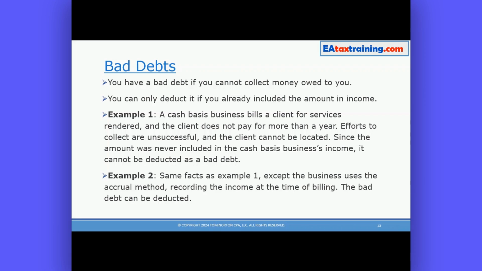Example 2. Same facts as example 1, except the business uses the accrual method, recording the income at the time of billing. The bad debt can be deducted. So this is the difference in cash and accrual. Cash, you never recorded that income, and so you cannot write off the bad debt. With accrual, you did record the income, so you can write off the bad debt.